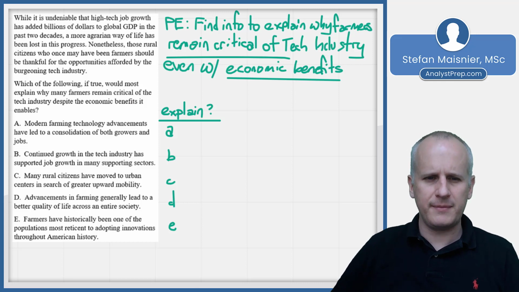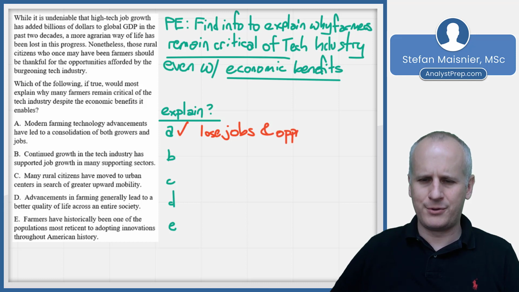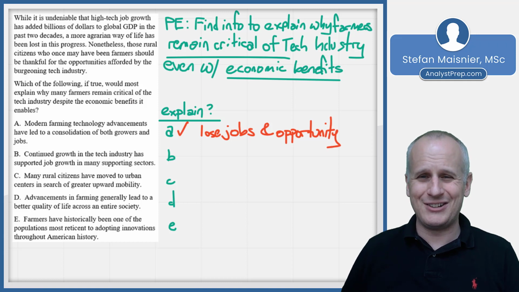Now, choice A, modern farming technology advancements have led to a consolidation of both growers and jobs. Ooh, so this actually seems really good as a reason that farmers would be critical of the tech industry. They're going to lose jobs and opportunity directly because of the tech. So once you find a good answer, remember you can go a little bit more briskly.